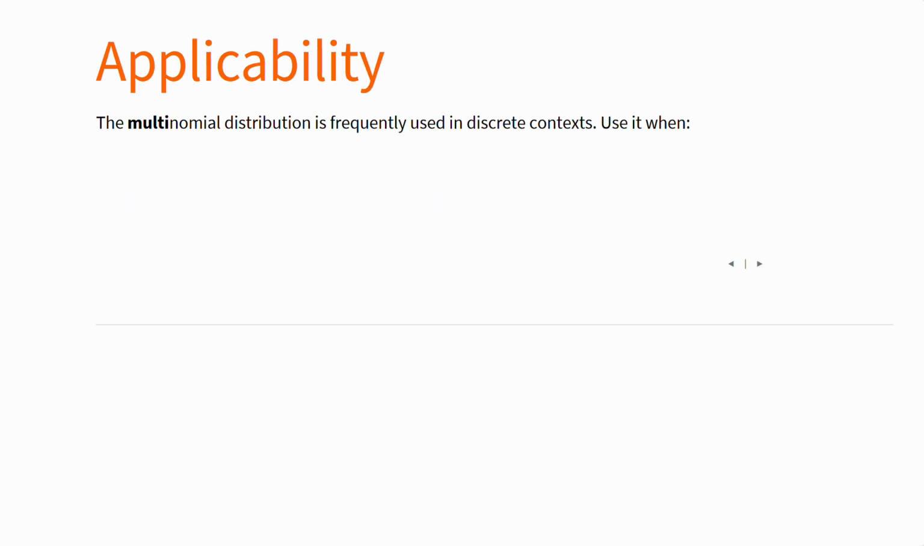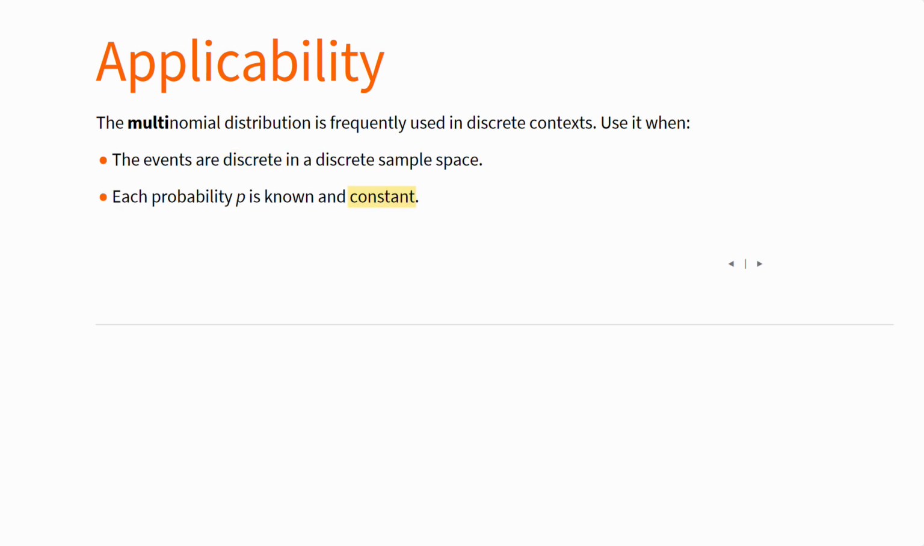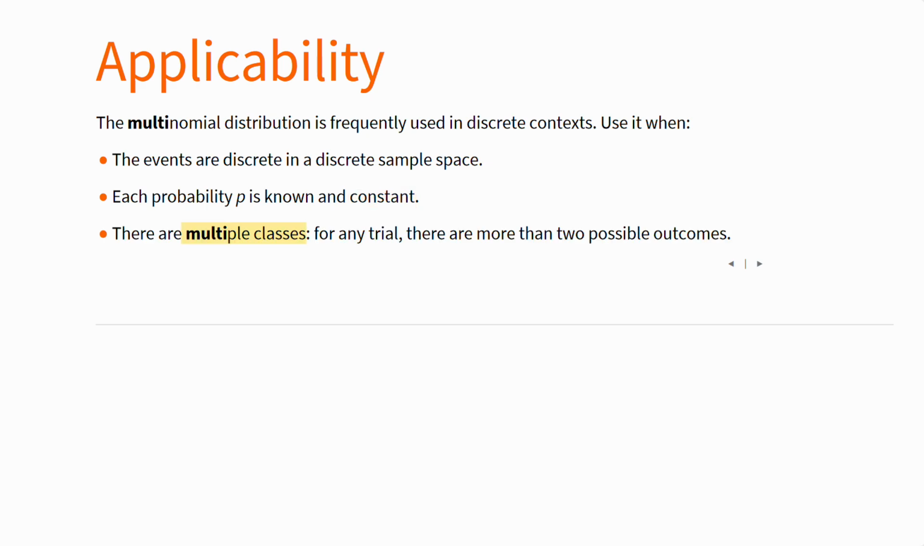The multinomial is frequently used when the events are discrete in a discrete sample space. Each probability p is known and constant, and there are multiple classes. Indeed, for any trial, there needs to be more than two possible outcomes. In terms of datasets, this distribution is frequently considered for ordinal or discrete datasets over multiple attributes.